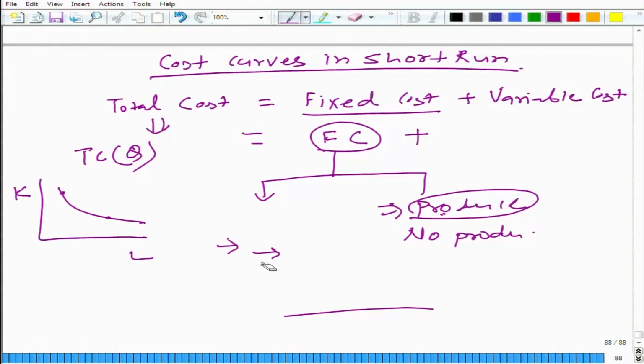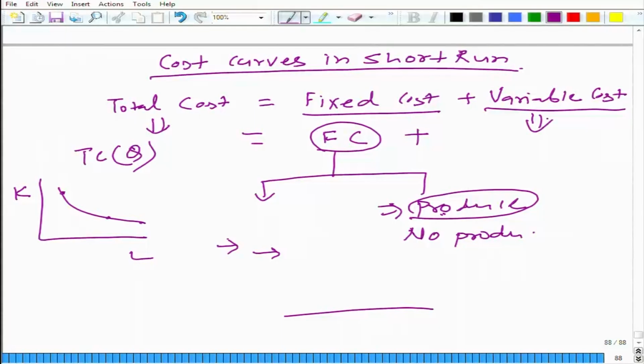Is it clear? And what is variable cost? Sir, the cost of labor. In our example, the cost of labor, because we can change it, would change with the labor that we would change with different levels of production. So, in other words, variable cost is the component of total cost that varies with the output. So, I can say VC is a function of Q.